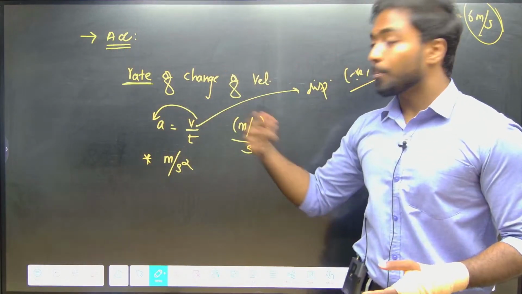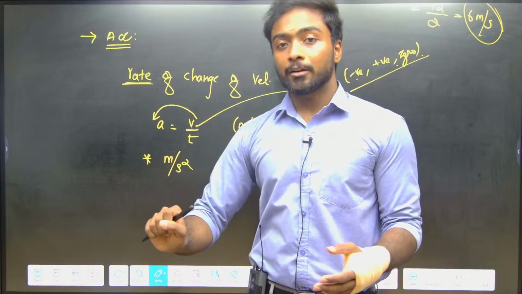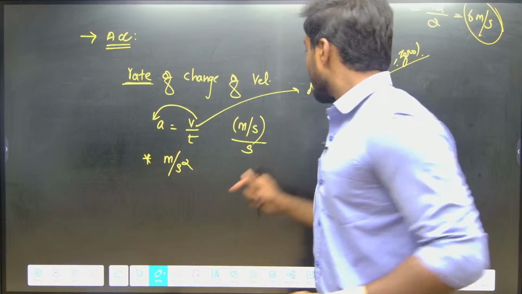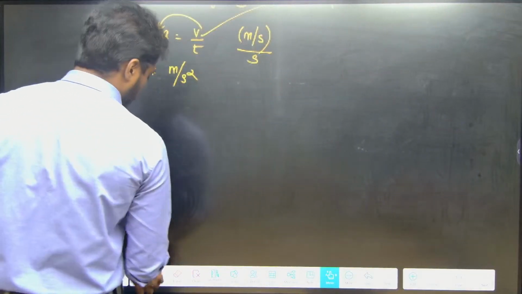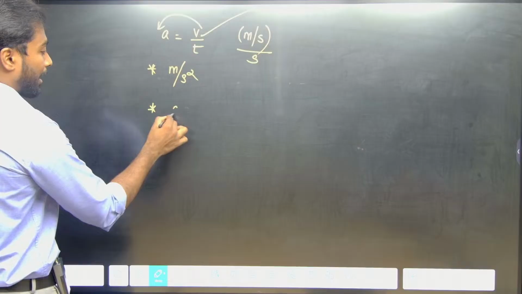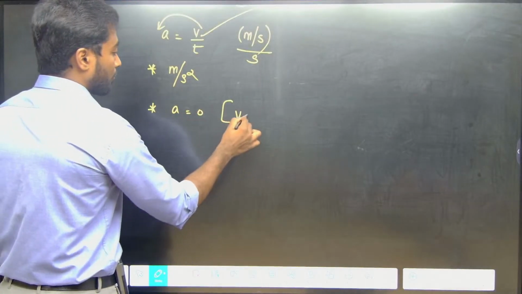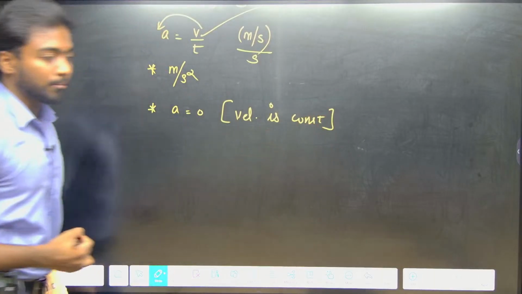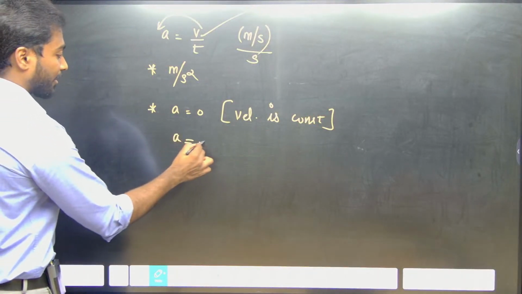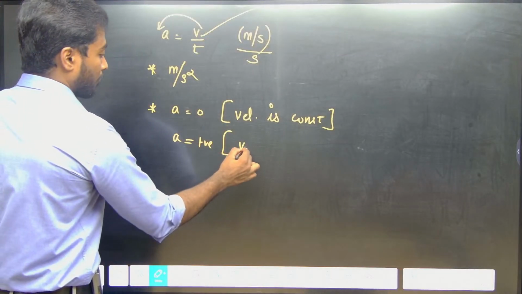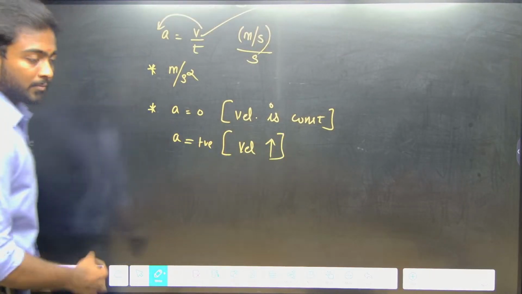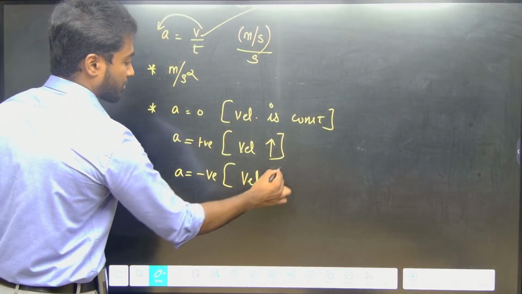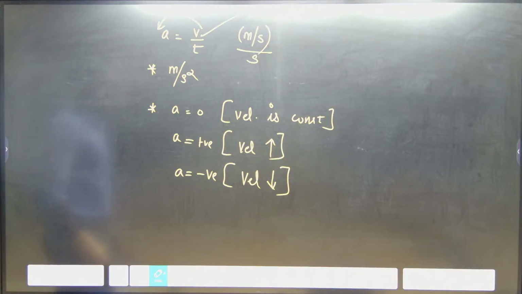When acceleration is positive, I am increasing the speed. When acceleration is negative, I am decreasing the speed. Got the point? I need to understand the keyword here. When acceleration is 0, velocity is constant; I am going with a constant velocity. When acceleration is positive, velocity increases. When acceleration is negative, velocity decreases. Okay, this is about the thing.